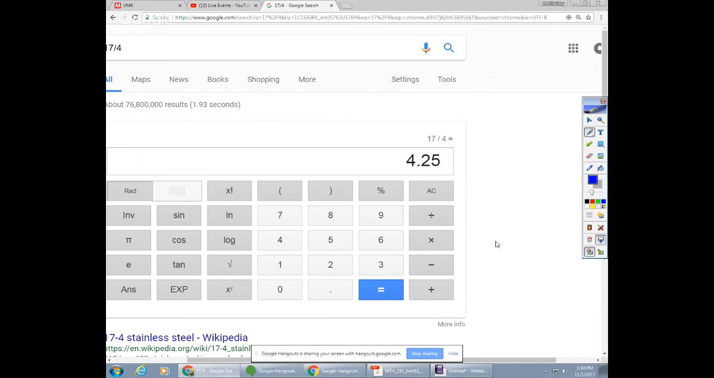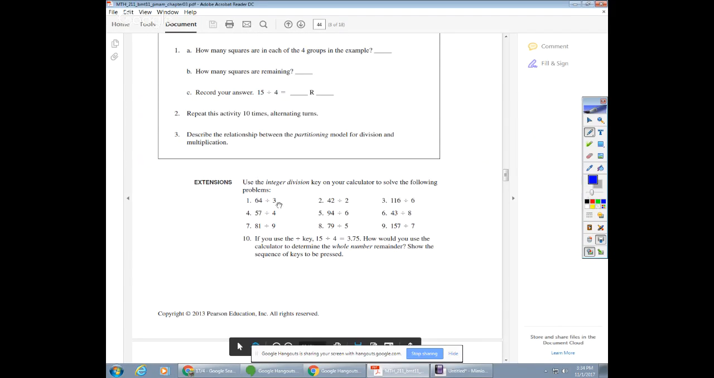And we're not going to do every one of those extension problems, we're just going to test a couple of them. So for example, we could use 64 divided by 3 as our first example. How would we use our calculator without having to draw a picture, like we were doing just a minute ago, to come out with the whole number and remainder part?